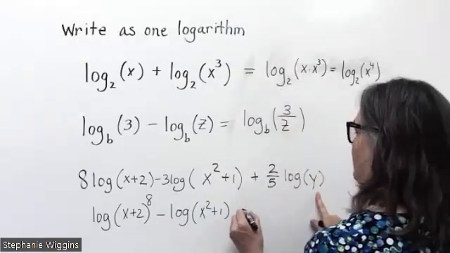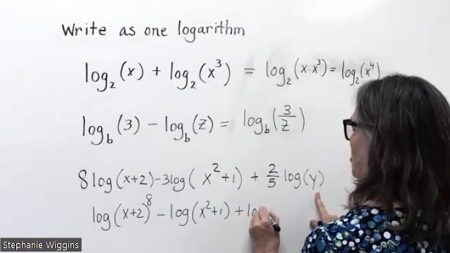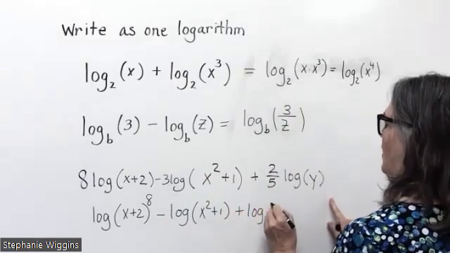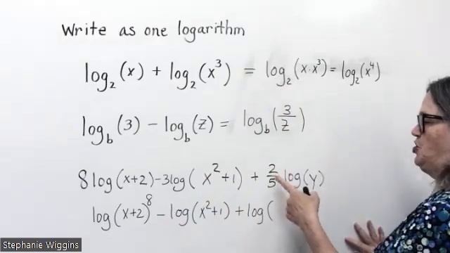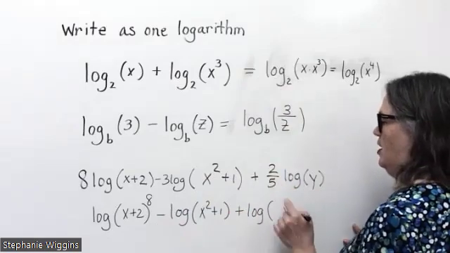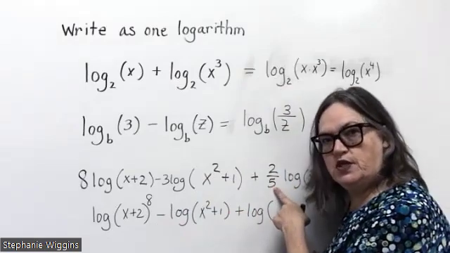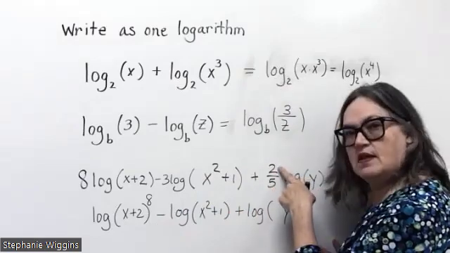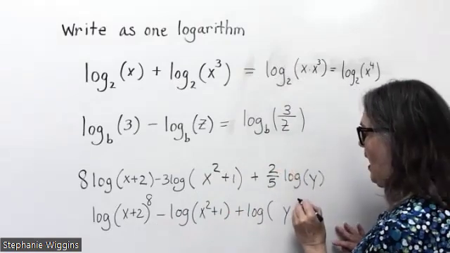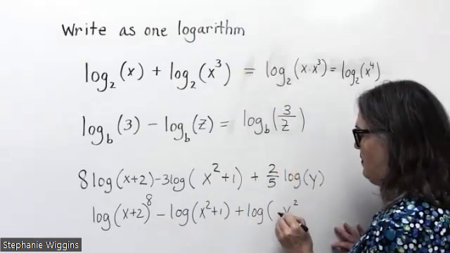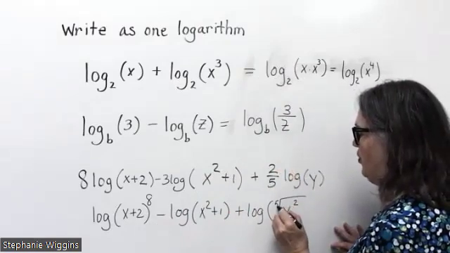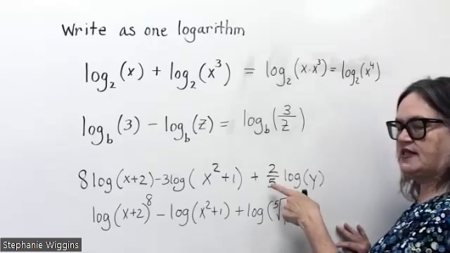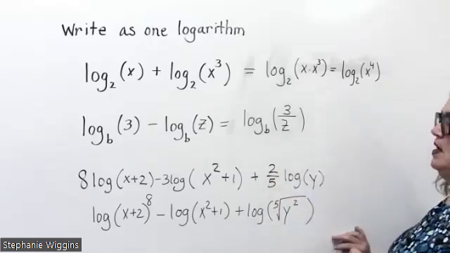And here we have plus log. Now, the exponent 2/5 on y, the bottom number is the root, the 5th root, and the top number is the square. So it's going to be y squared, but then you're going to have the 5th root. Okay, that's how we translate that fraction.